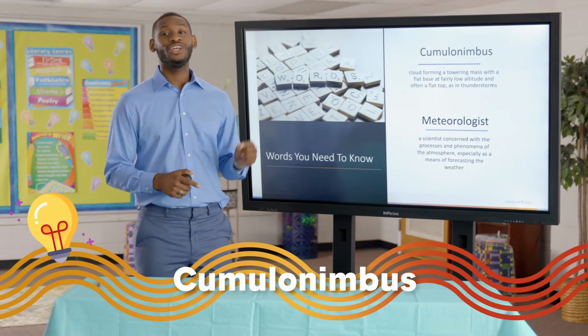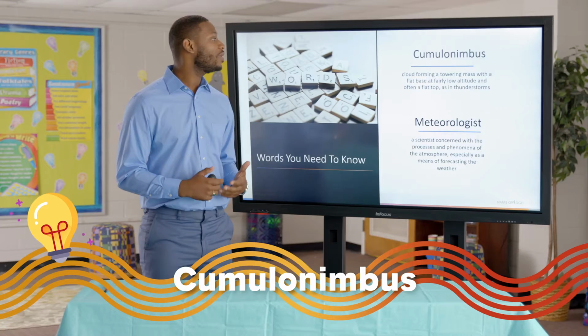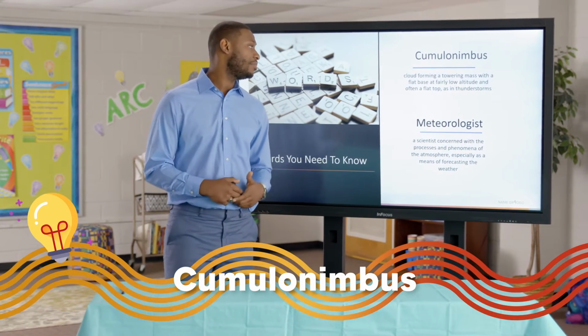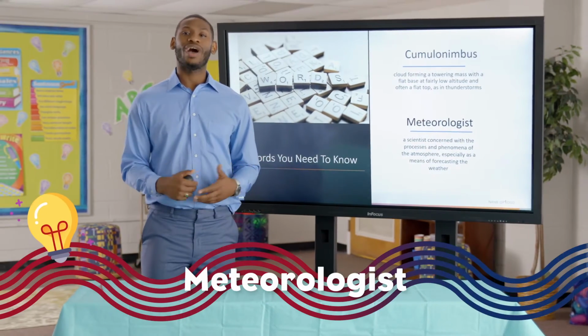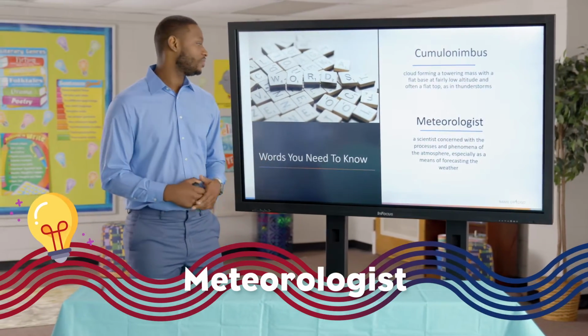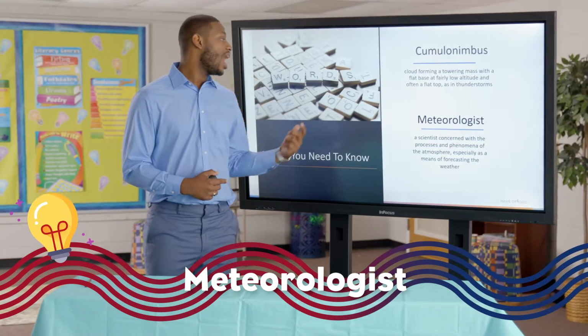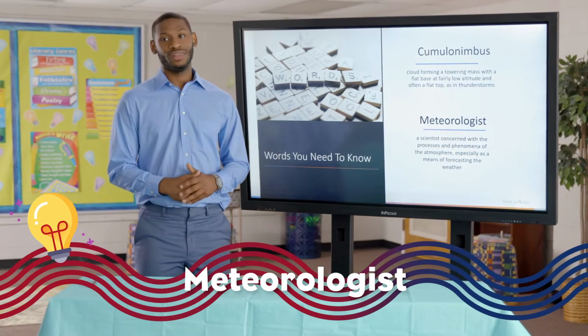So throughout this lesson, there are a few words that you're going to need to know. First word, cumulonimbus. That is a cloud-forming towering mass with a flat base at fairly low altitude and often a flat top, as in thunderstorms. Second word, meteorologist. I'm sure you've heard that one before. A scientist concerned with the processes and phenomena of the atmosphere, especially as means of forecasting the weather.